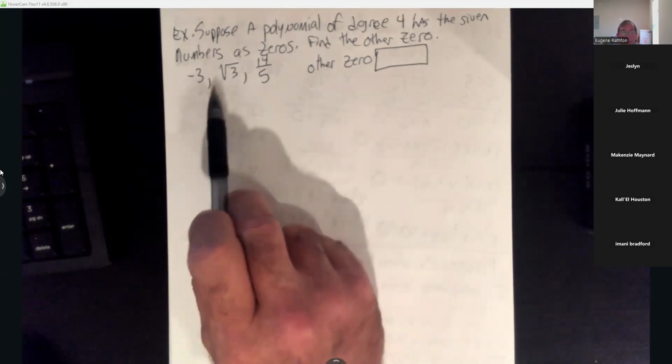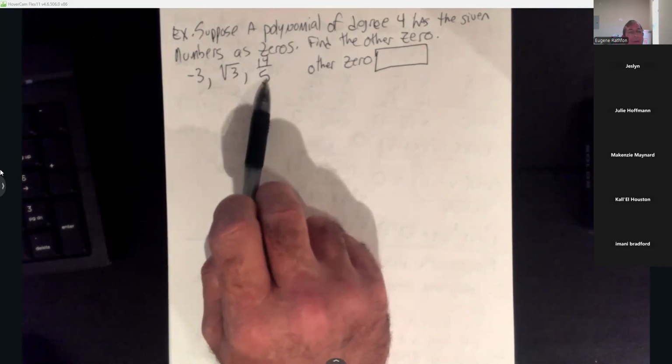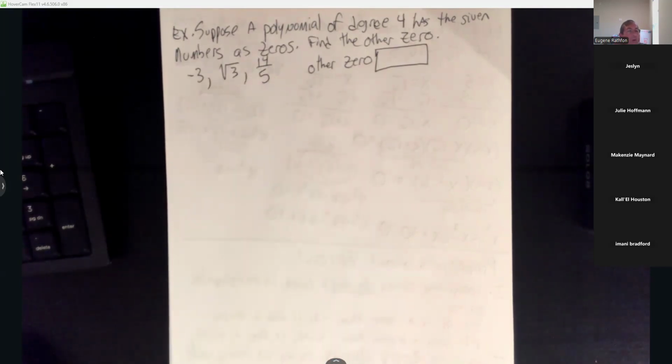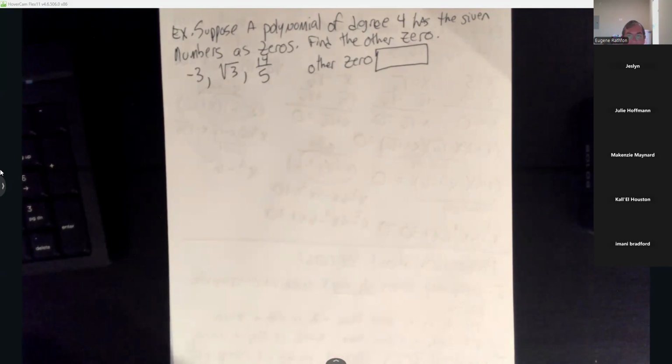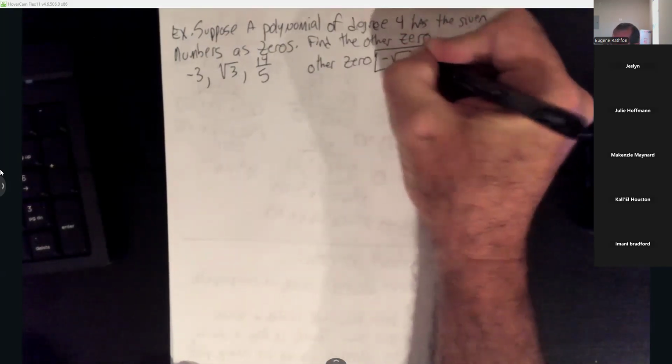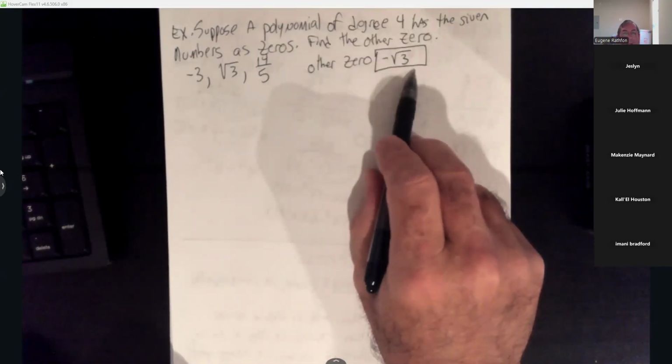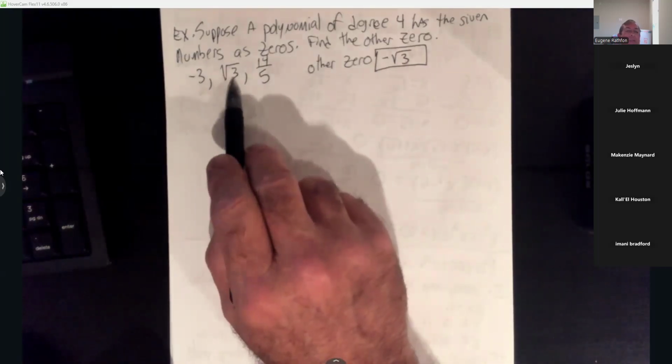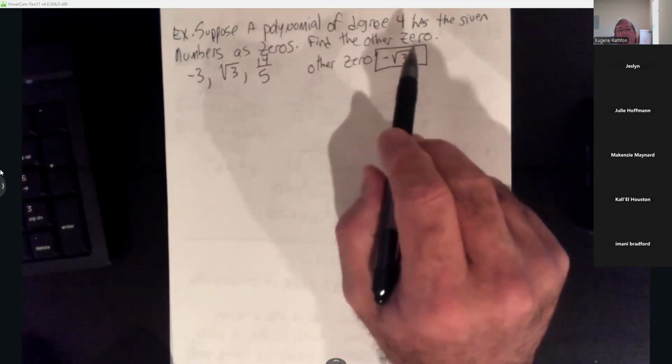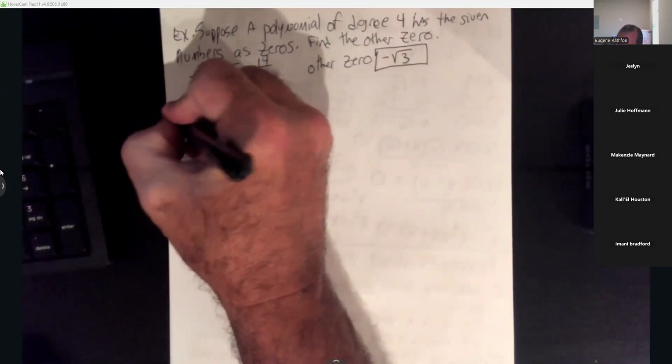Justin, where are you getting that 4 at? So here's what I want y'all to remember. The degree just tells me how many zeros I'm having. So let me ask y'all this. Out of these three numbers, which one of these would have a conjugate pair? Oh, the square root of 3. Perfect. And it's going to be a negative square root of 3. Good job. So negative square root of 3 would be my other 0, remember, because these square root of 3's always come in conjugate pairs. All right, good job.